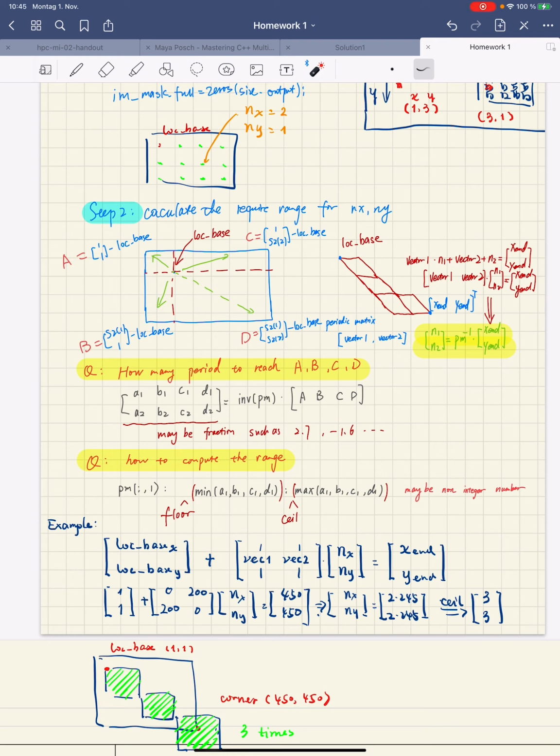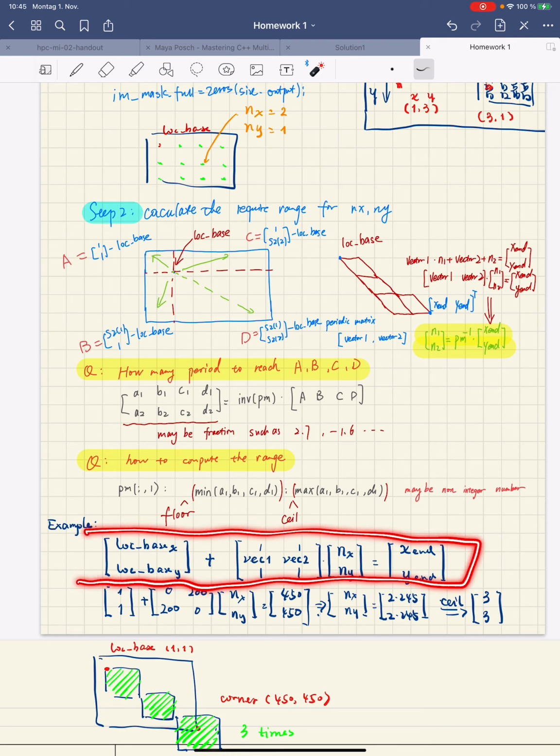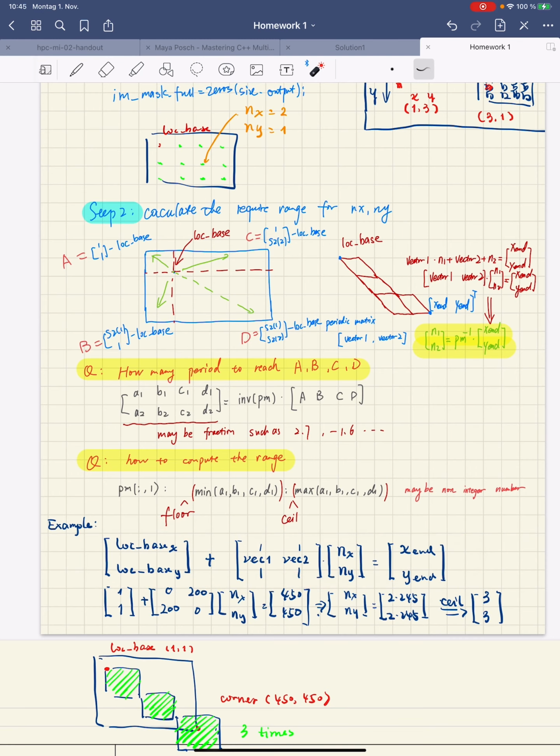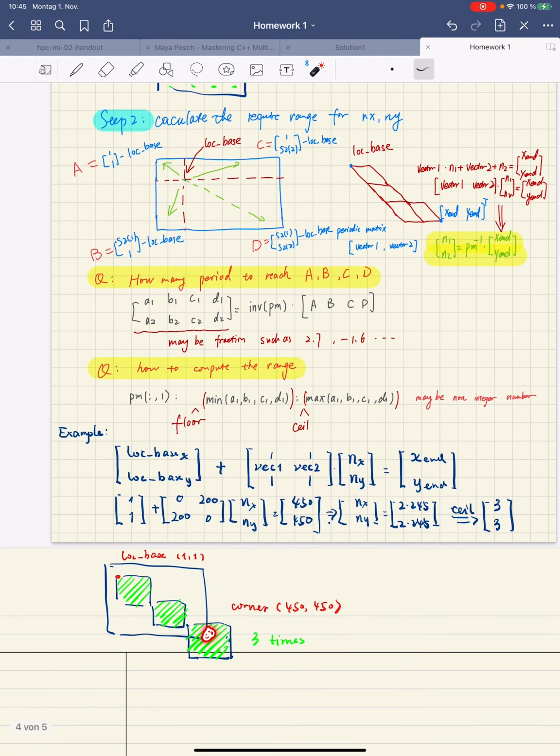So this is actually a very simple linear transformation equation, which can be solved by MATLAB. For example, take a look at this part. We have a location base, and the periodic matrix is a simple one, and we want to reach this corner point, which is 450 here. So the result will be 2.245. So this is fractional.